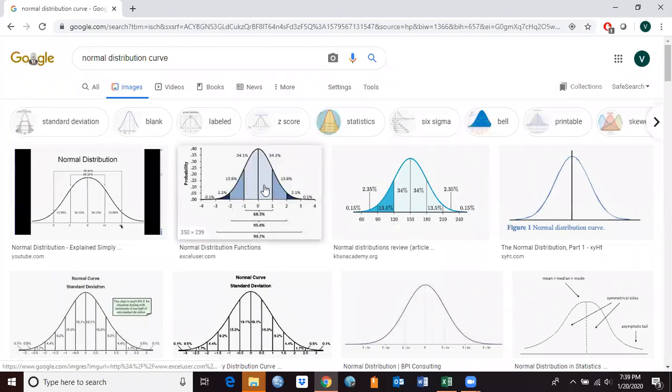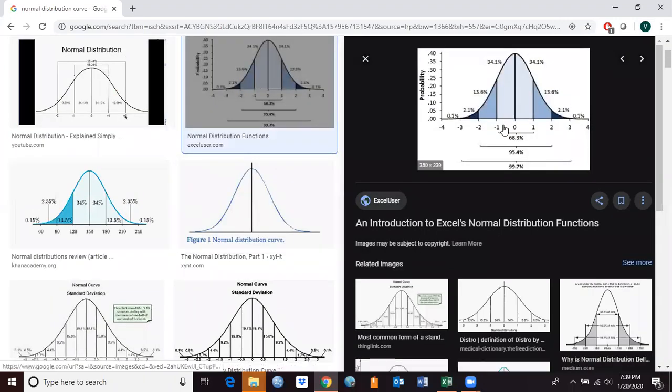Now the normal distribution curve looks like this. As you can see here, we have a standard normal distribution curve with a mean of 0 and a standard deviation of 1. The values that you see on the x-axis are the Z values. Within plus or minus 1 Z value, you have 68.3% of the area under the curve. Within minus 3 and plus 3, you have almost 99.7% of the area under the curve. The total area under the curve is 100%, or 1. The rest you can figure out.